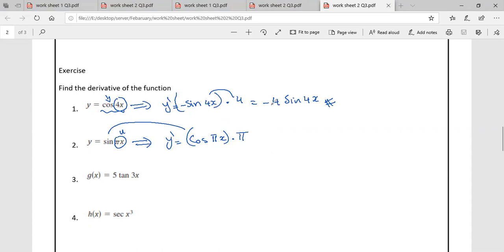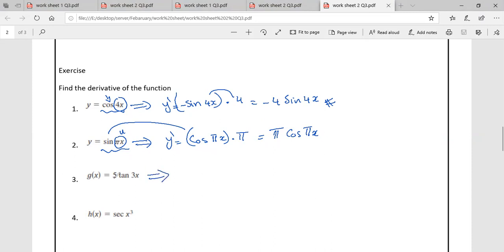Please keep the rule with you, because someone will ask me, Miss, where do you get cosine pi x? Because the derivative of sine u is cosine u. Here I apply the chain rule: the derivative of the outer at the inner, then the derivative of the inner with respect to x. As you see, it will be pi cosine pi x. Clear? I think it's so easy.